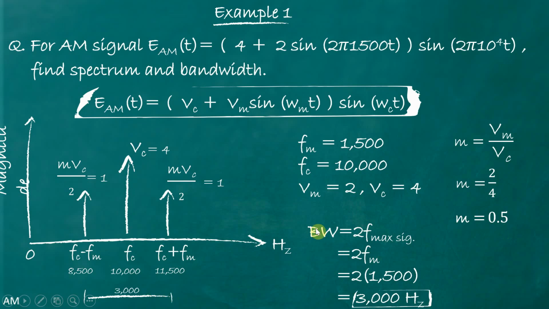And you know the equation, bandwidth is equal to 2 times f max of signal. So here for our modulating signal, the maximum frequency is 1500 hertz. So 2 times f max or fm will give you the bandwidth of this modulated signal, so it is here 3000 hertz.